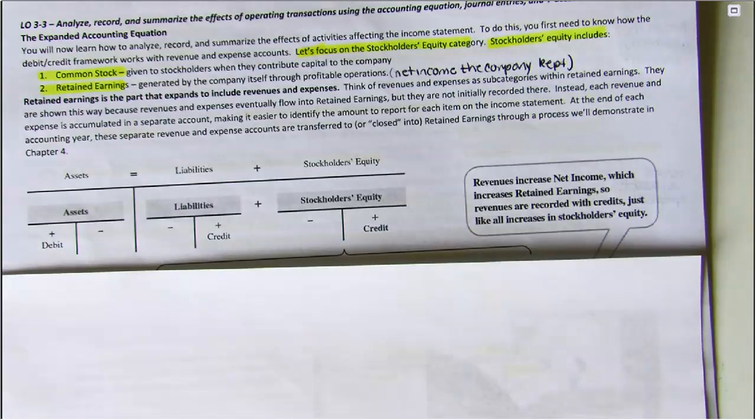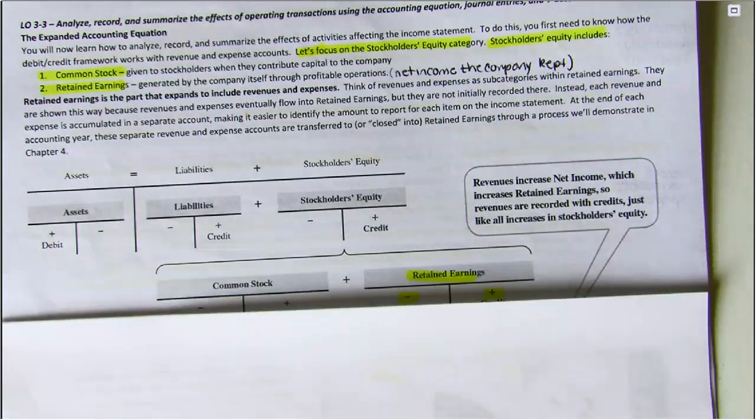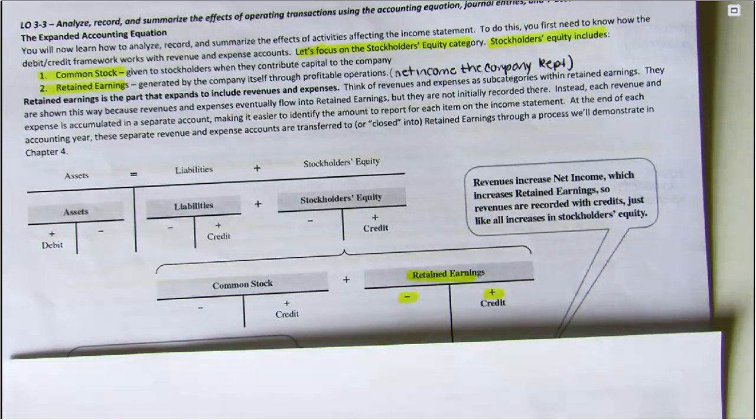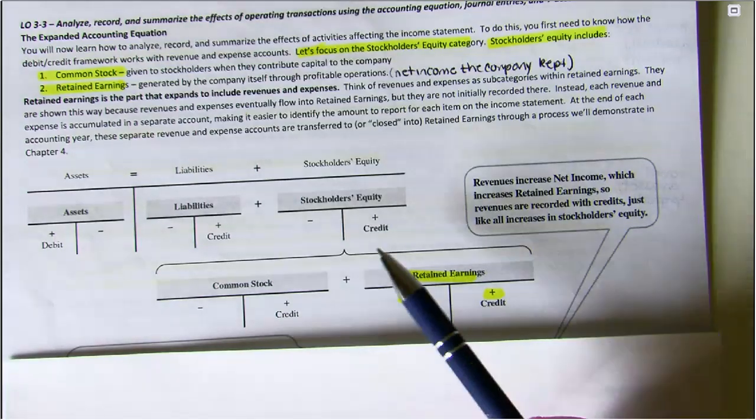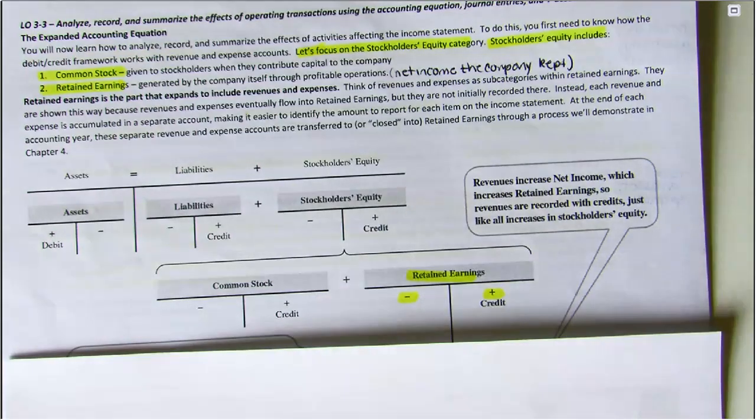Well, let's think for a moment back to Chapter 1. There are two parts to stockholders' equity, correct? Common stock and retained earnings. Common stock represents the original investment of our stockholders. They give us cash and we give them common stock. Their equity or ownership in the company increases. So we have to follow the rules of stockholders' equity by increasing the common stock account on the right.